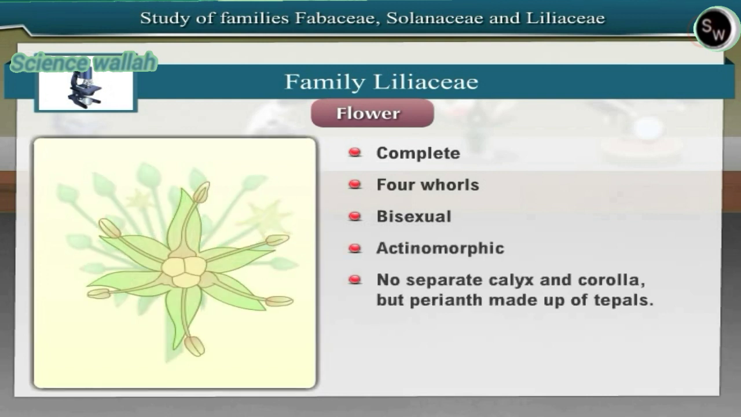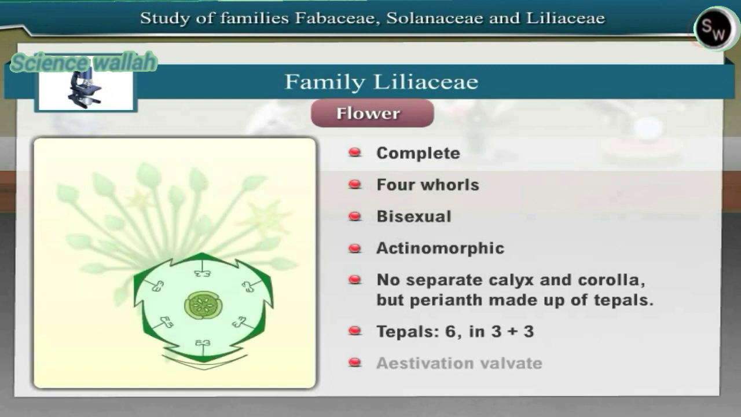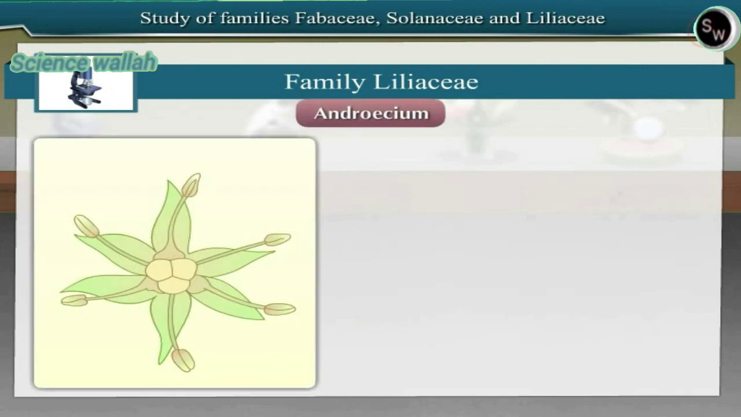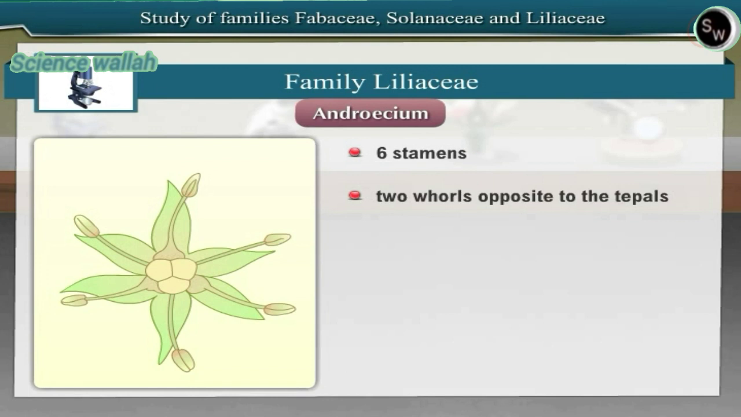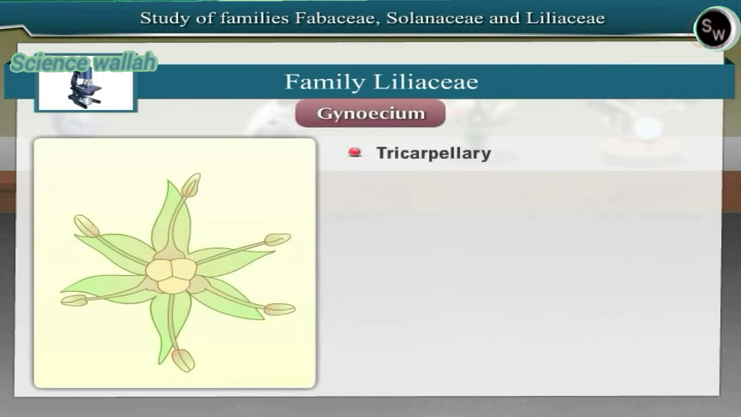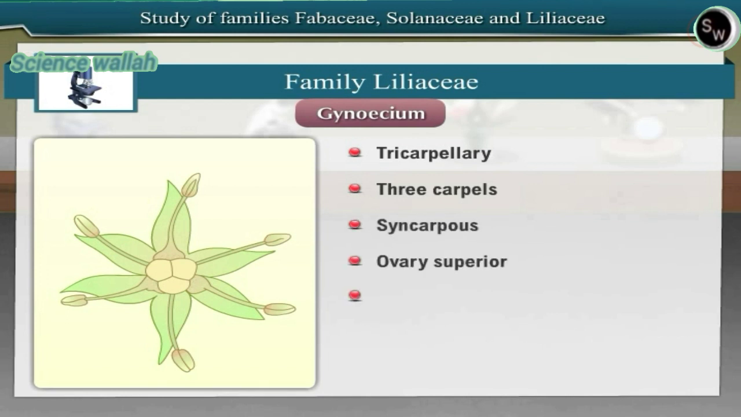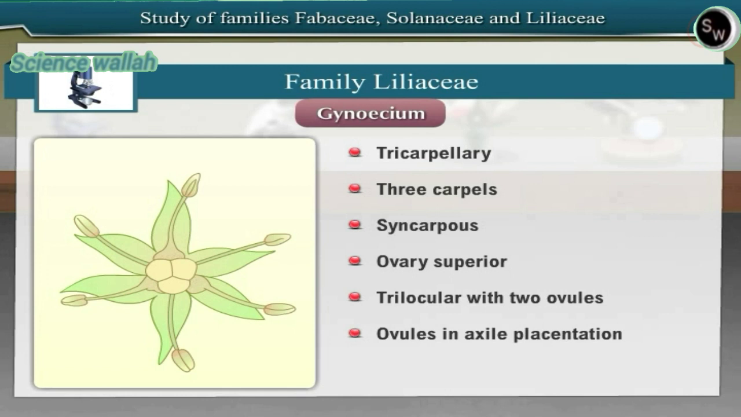Instead of separate calyx and corolla, there is perianth made up of tepals. Tepals are 6, present in 3+3 combination. They are petaloid with valvate estivation. Androecium is made up of 6 stamens arranged in 2 whorls opposite to the tepals. Gynoecium is tricarpellary, having 3 carpels, and syncarpous. Ovary is superior, trilocular with 2 ovules in each locule. Ovules are arranged in axile placentation. Fruit is capsule or berry.